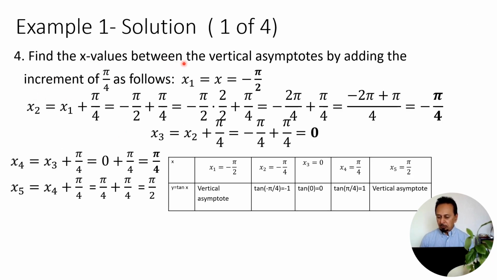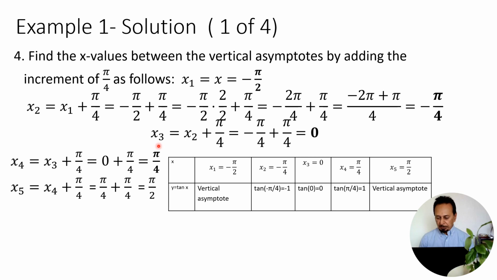Let's find the x values between the vertical asymptotes by adding the increment pi over 4 as follows. The first point, x1, starts with negative pi over 2. To get the second x point, you add pi over 4 to the previous value, so it becomes negative pi over 2 plus pi over 4. Multiply top and bottom by 2, so it becomes negative 2 pi over 4 plus pi over 4, which is negative pi over 4.